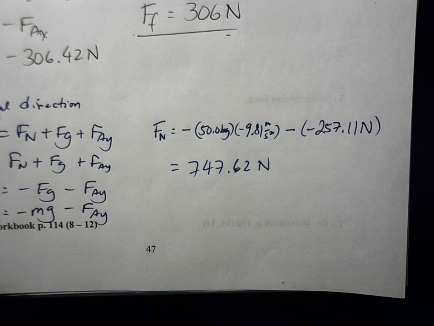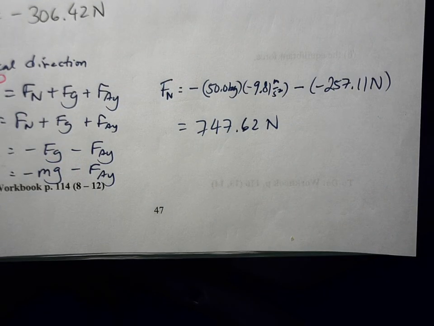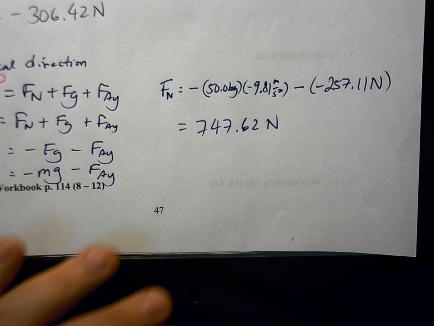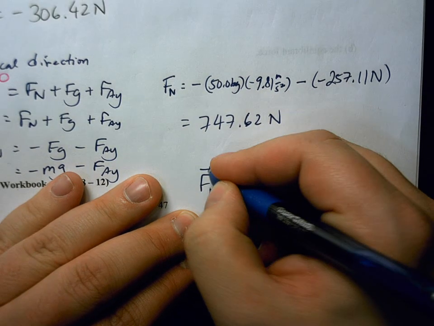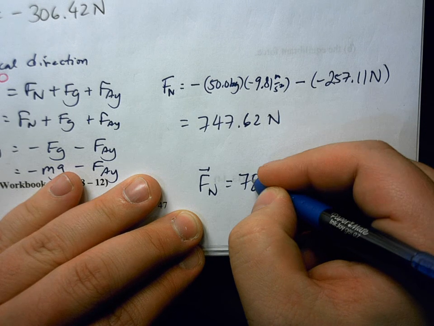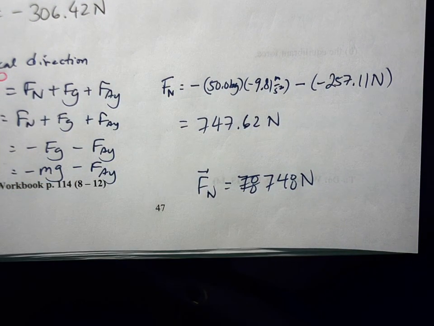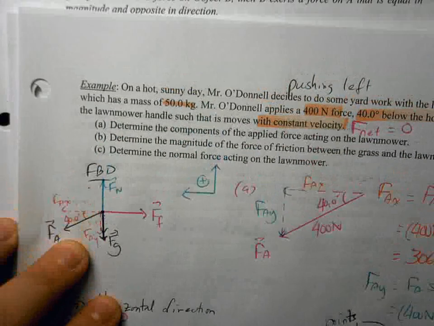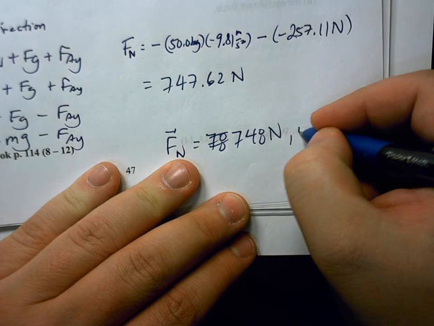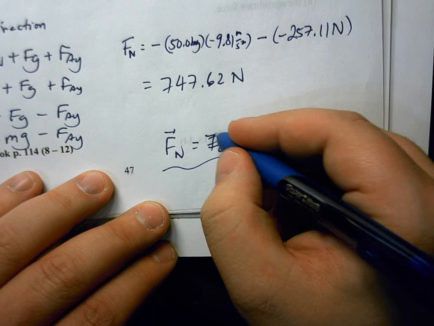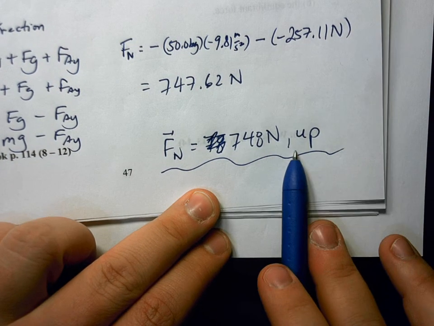Don't rush it. So for this, I'm going to get about 747.62. So I've been asked to determine the normal force. So the normal force on this thing is going to be about 748 newtons. Now, I probably should have found the magnitude of the normal force, but I didn't do that, so I have to put a direction. Well, there's not a lot of guidance for the direction here, so how about I just say it's 748 newtons up? Because then I have my magnitude, and then I have my direction.